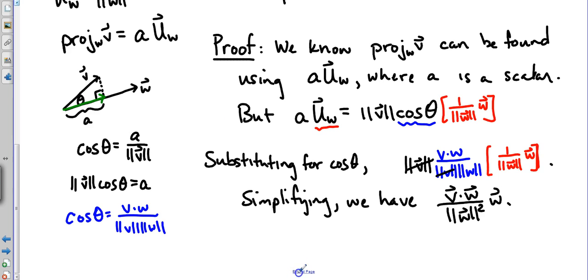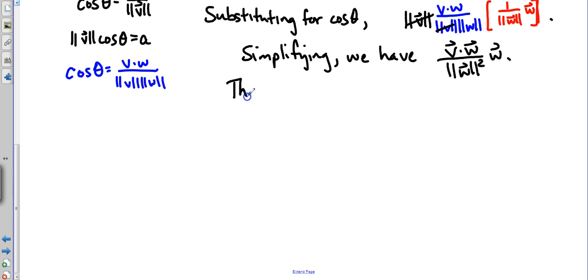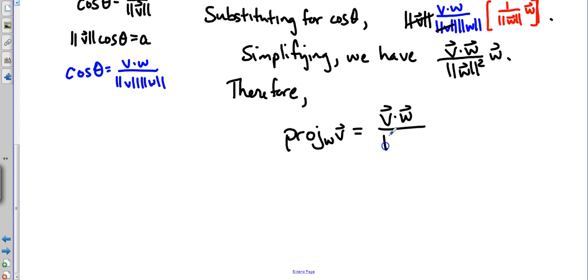So wrapping this all up, we need a therefore statement for our proof. So therefore, the projection of v onto w is given by this equation here: v dot w over the magnitude of w squared times vector w.